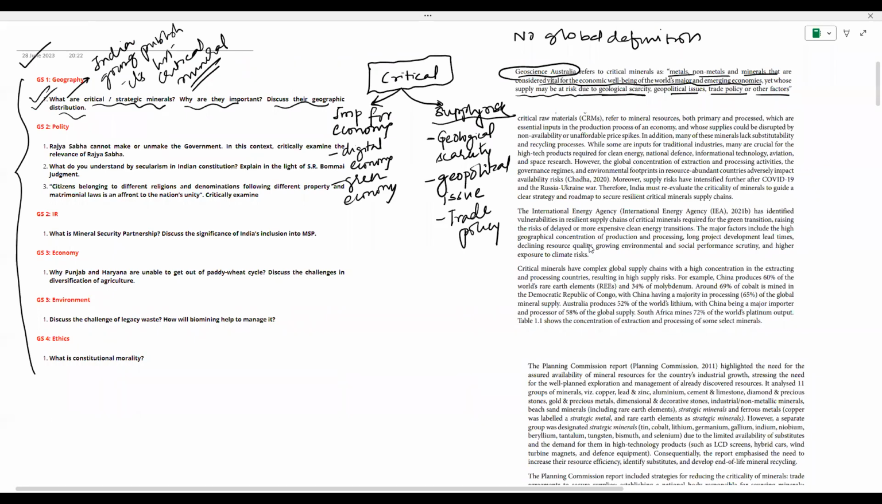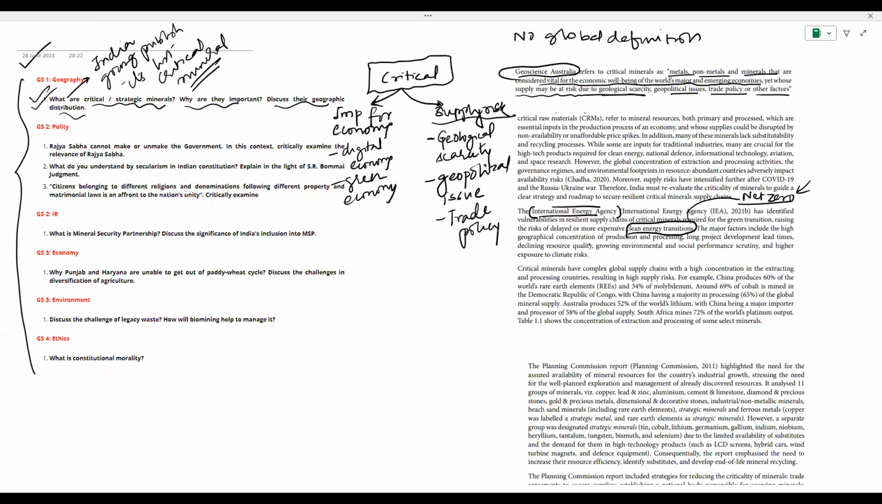Now let us see something else: why are they important? Because, guys, according to the International Energy Agency, these critical minerals are very important for the clean energy transition. So for net zero, we need these critical minerals.